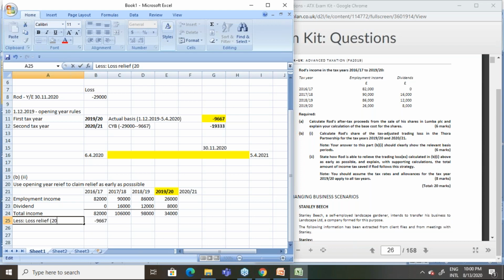for 2019-20. And then loss relief for 2020-21.